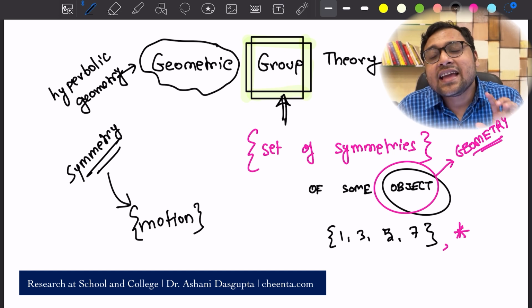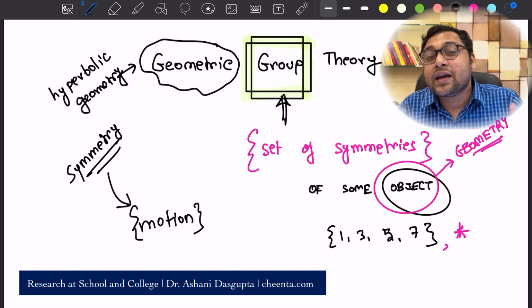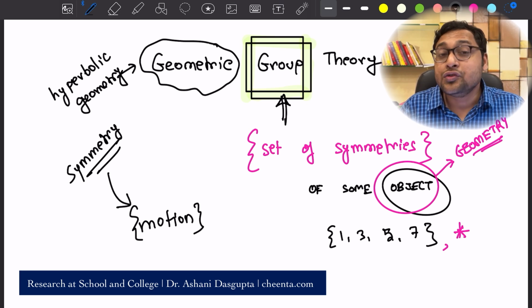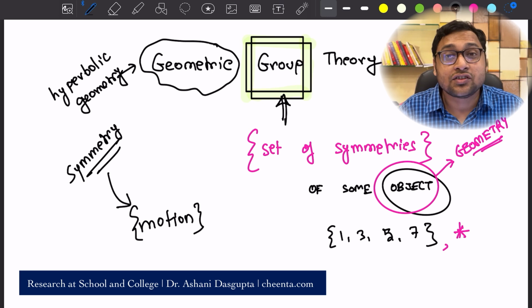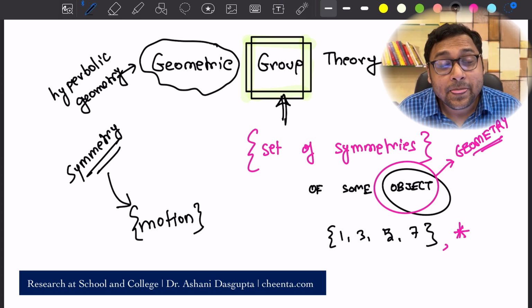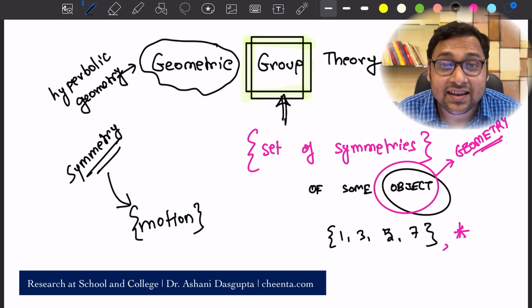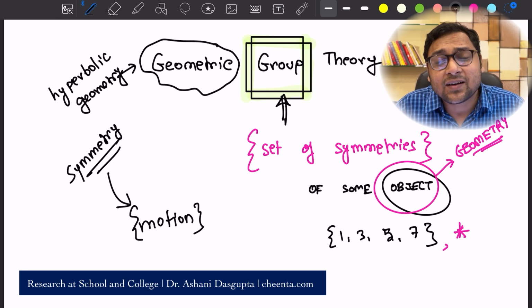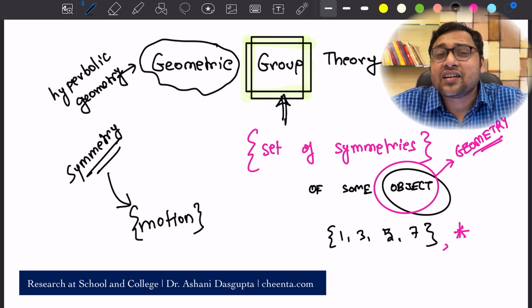Okay, so I encourage all of you to explore research. It is perhaps the most noble pursuit that a human being can take up. And I'm sure that you're also learning great mathematics, physics, computer science, statistics, because these are the tools that we use at Cheenta to learn and figure out new things.